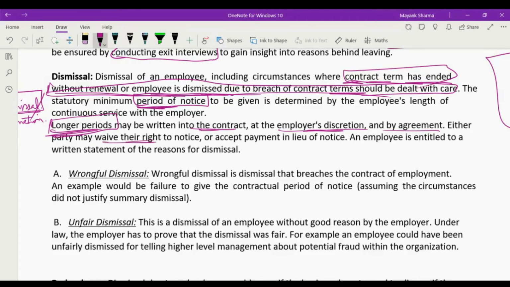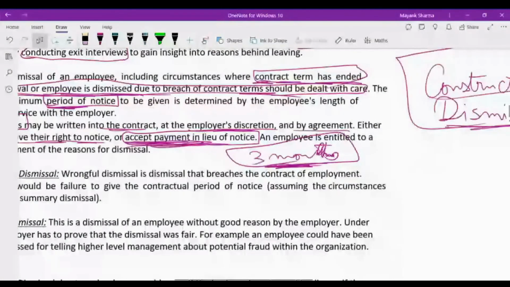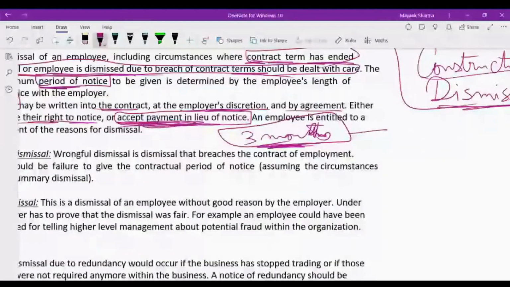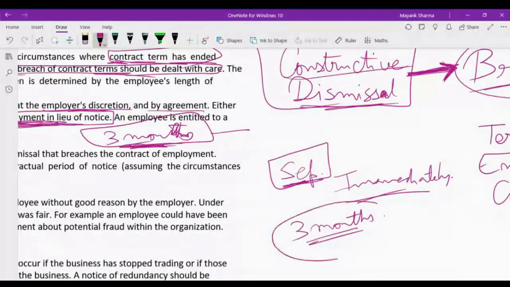Either party may waive their right to notice or accept payments in lieu of notice. So this is also a term which is used. Payment in lieu of notice, what is that? If the employer said that you will be given 3 months' notice and the same you have to give, and now the employer is saying that, okay, you should now leave the job, then they may opt to give you 3 months' pay instead of 3 months' notice. For example, if your employer says that at the end of September you leave immediately, and you're saying that you have to give me 3 months as per the terms of contract, the employer may offer you 3 months' advance pay and tell you to leave immediately. So it can be the case.